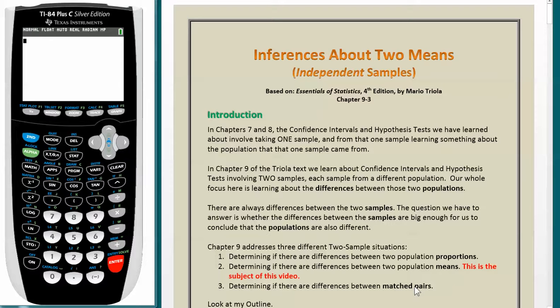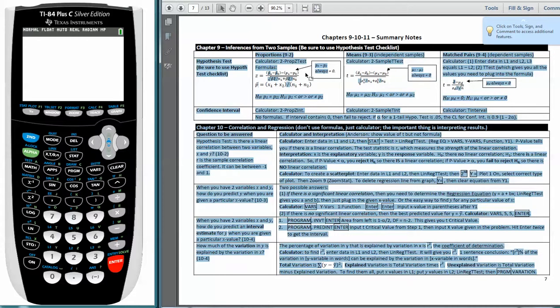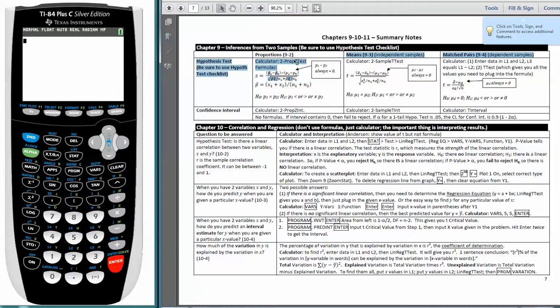We're going to look at my outline for a minute, and you can see where to find these in the outline. So here's page 7 of the outline. You'll notice right here it says Chapter 9, Inferences from Two Samples. This first box is about proportions. This middle box is means independent samples, and that's what this video is about. The third box is the discussion of matched pairs. So you can find all this stuff at page 7 of the outline.